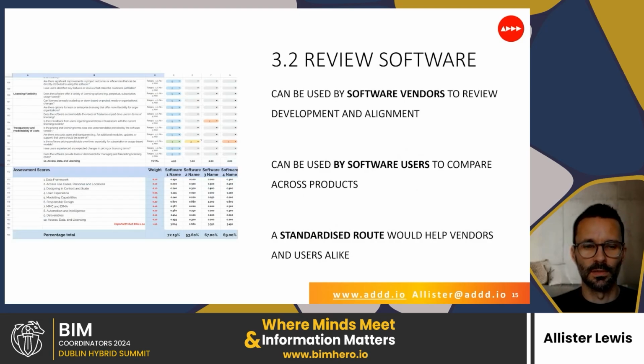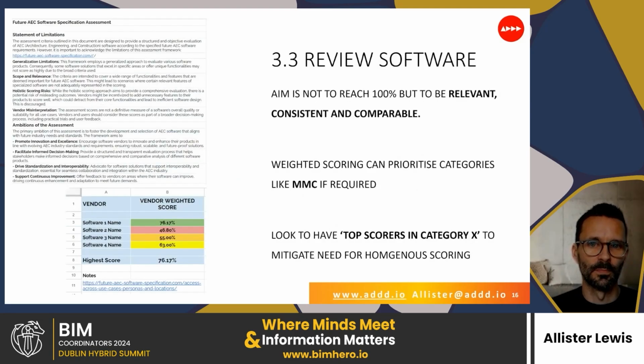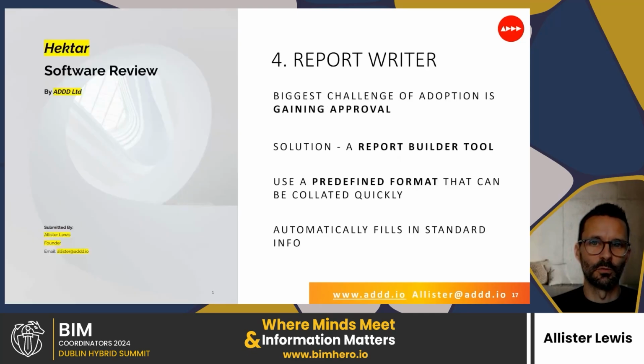What we're looking to do here is, again, for software users to use it to compare across products, and for software vendors to use it to guide their roadmap a little bit. The aim behind this is not for all software to reach 100%, but to be relevant, consistent, and comparable against others in the same class. So we're looking to say, how do we get similar software to work in the same sort of way? And then at the end we'll have top scorers in certain categories to mitigate that homogeneous scoring approach.